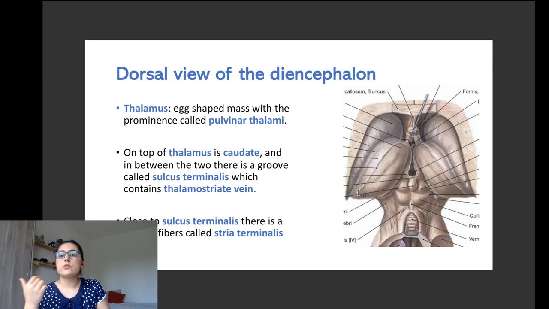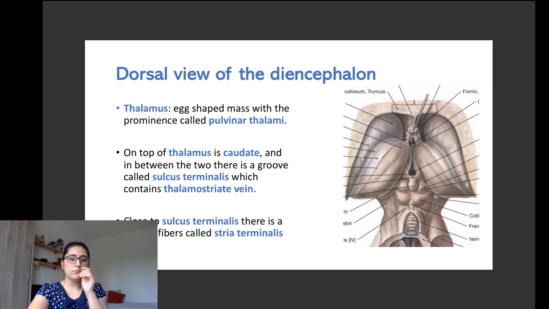For those of you that find this word super hard, divide it. Always divide words in anatomy. You can see that there is thalamo, meaning thalamus, because there's a thalamus here, and stria, because it's a line. So the vein that's on the line that's next to the thalamus. So it makes sense, right? When you divide the word into two bits. So there's a thalamostriate vein on top of my sulcus terminalis.